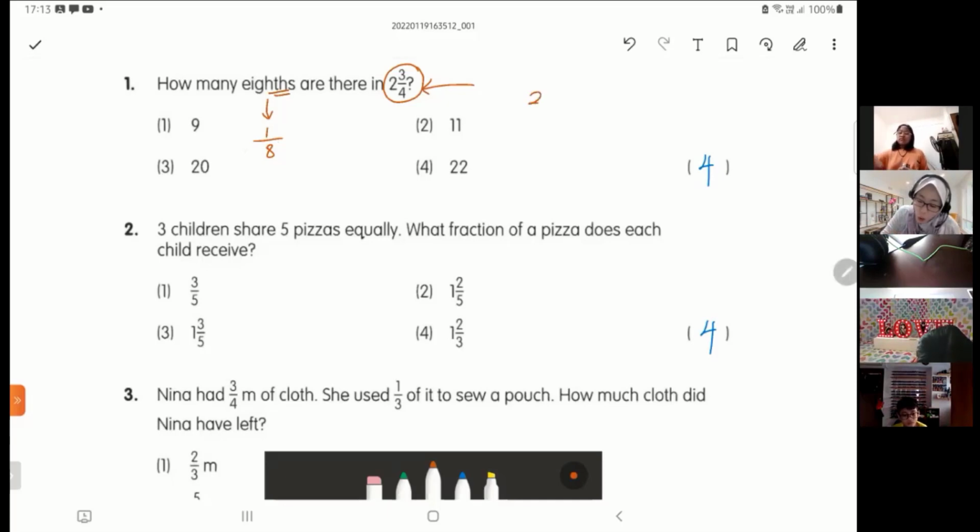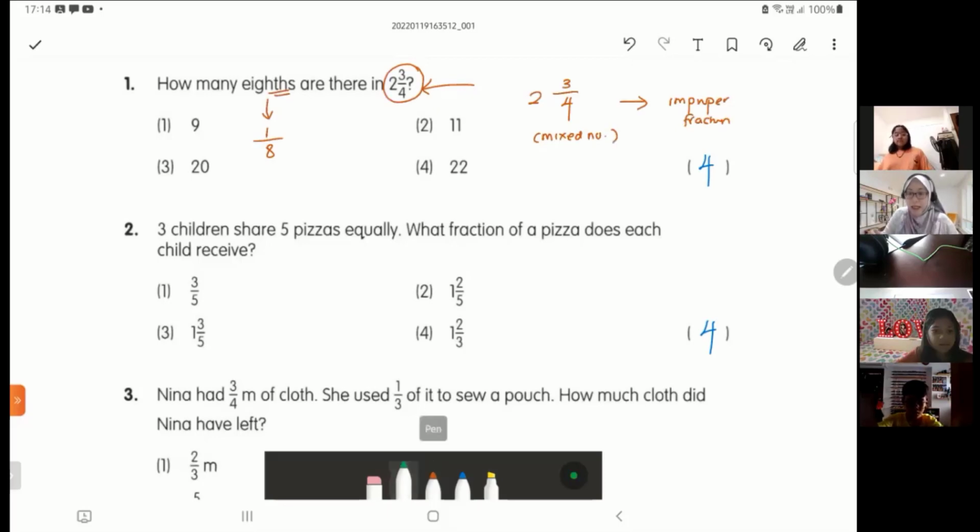So change your 2 whole 3 out of 4 into an improper fraction. This is called a mixed number, and I need to change it to an improper fraction. The word improper means not a proper fraction, so the numerator will be bigger than the denominator. So you go this way: 4 times 2 plus 3. 4 times 2 is 8, 8 plus 3 is 11. So the improper fraction is 11 out of 4.